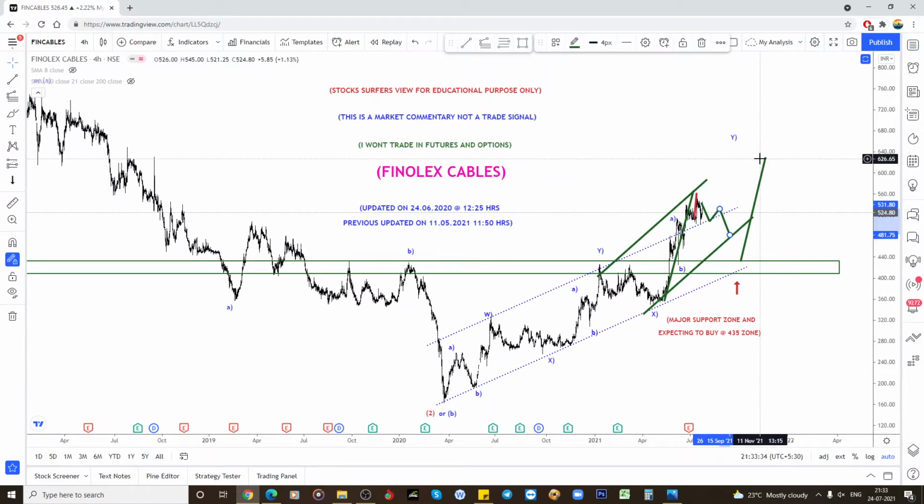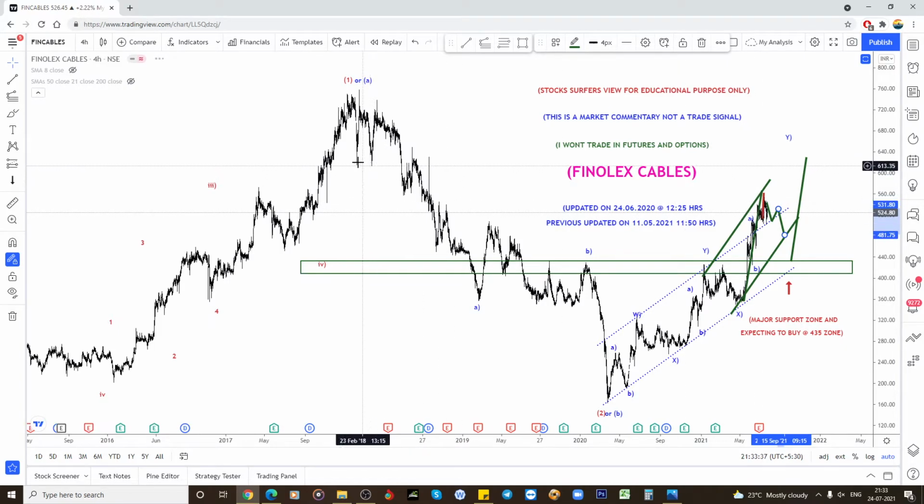So my target is around 650, and that is also the previous resistance zone. That is my target in Finolex Cables.